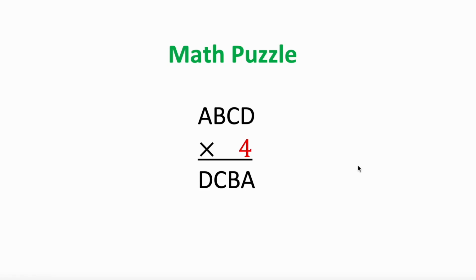Hi guys, so this is an interesting puzzle. We have a 4-digit number and we multiply it by 4 and the digits get reversed. How can we solve this puzzle?